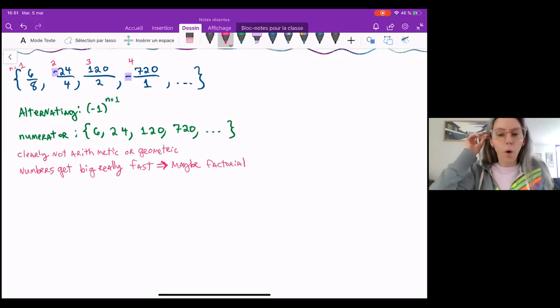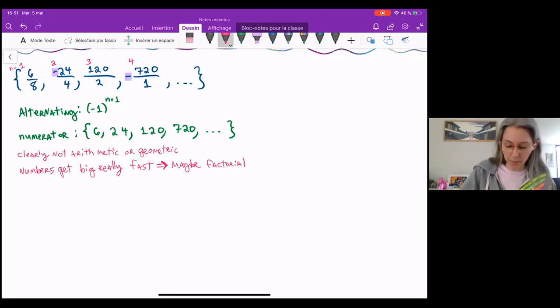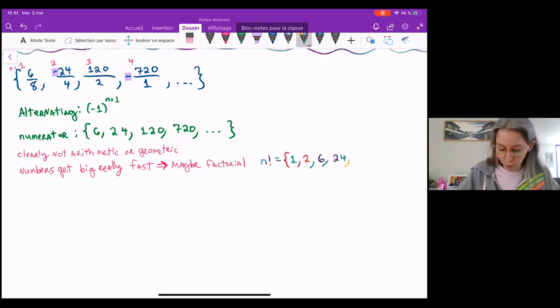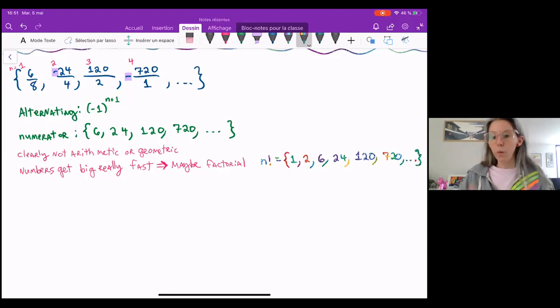Okay, so a good plan in this case would be to write down the sequence in factorial so we can see if this is a factorial and how it's happening. So n factorial: 1 factorial is 1, 2 factorial is 2, 3 factorial is 6, 4 factorial is 24, 5 factorial is 120, 6 factorial is 720, and so on. Being comfortable with this or knowing how to calculate these things is going to be useful.